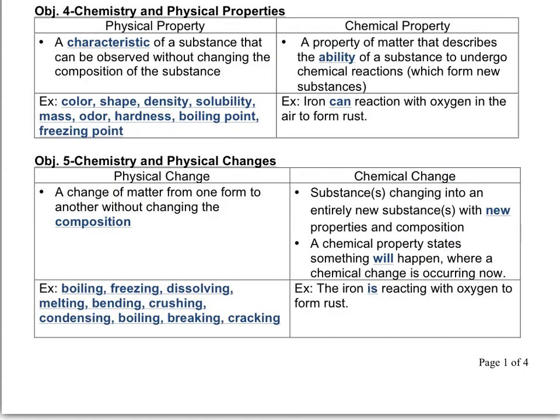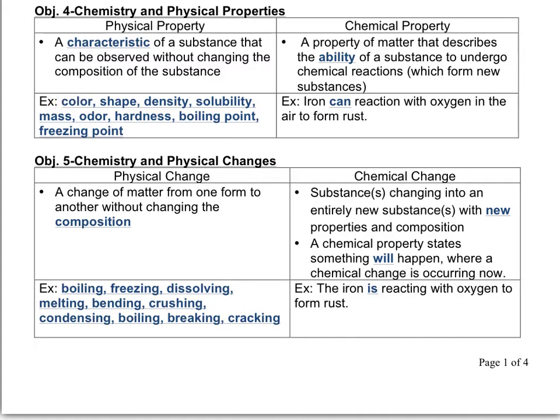Objective 4 and 5 then are going to look at chemical and physical properties and the changes. So these are different properties and changes. So we're going to discuss properties first and then discuss the changes and how they are different. Physical properties is just a characteristic of a substance that can be observed without actually changing the composition. So something that can be observed without changing what it is.